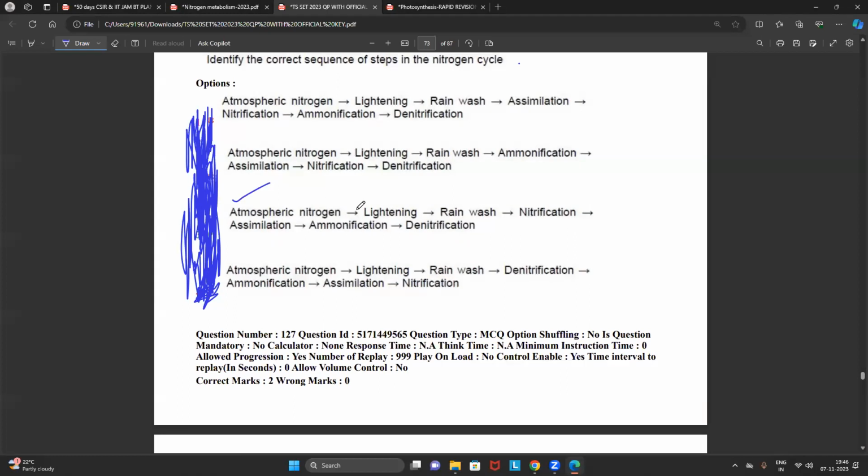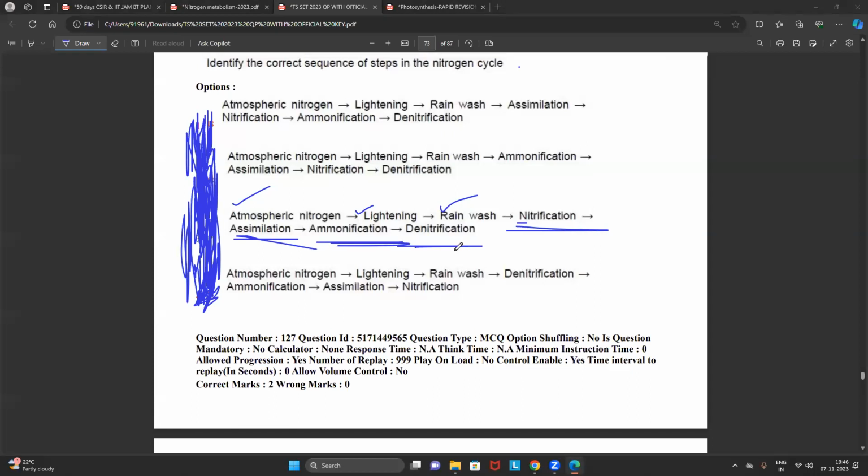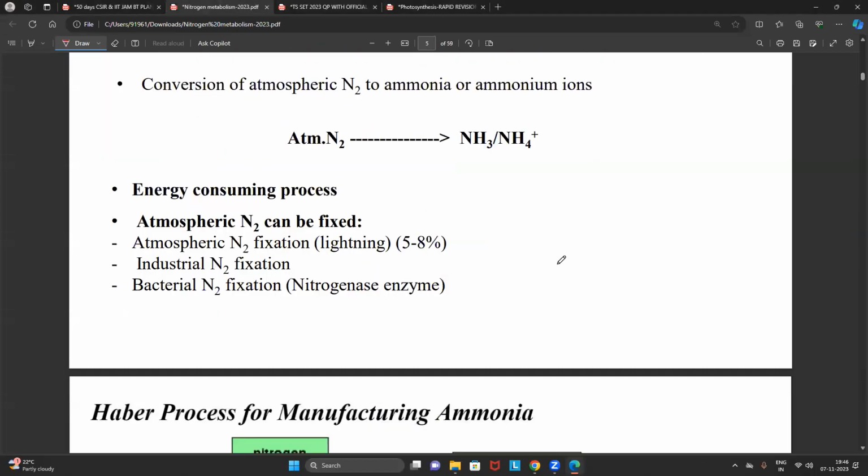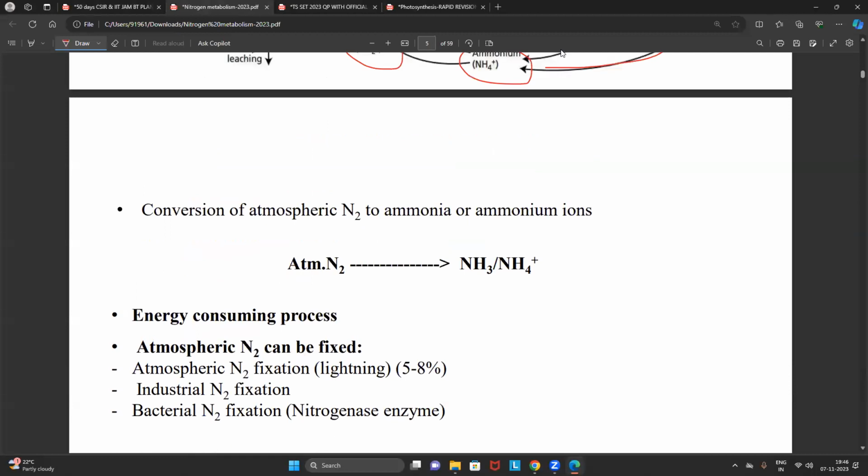Atmospheric nitrogen, lightning, rain wash, nitrification. Correct? So first, always the nitrification, assimilation, ammonification, denitrification. Such a simple question they have asked. I don't know how many people answered it correctly. Okay, now let's focus.